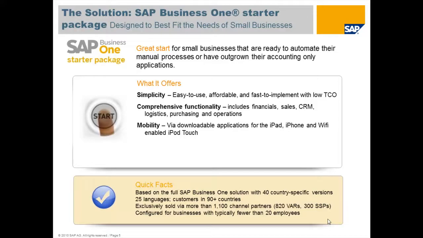There's comprehensive functionality in the solution, much more functionality than many small businesses have had the opportunity to access in the past. This includes all the key things you need to run your business: finance, sales, logistics, purchasing and operations, but also with customer relationship management right throughout the entire system, including that Salesforce automation. And certainly what we believe is the very first time we're delivering in the solution mobility that's integrated.